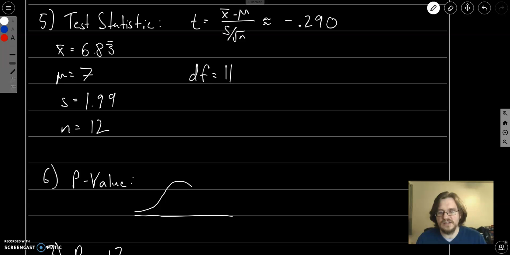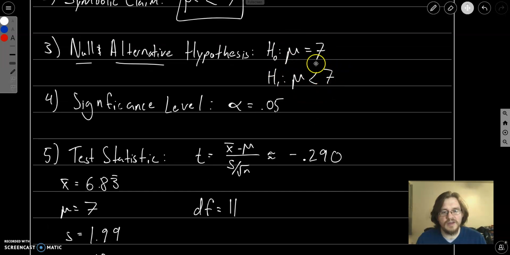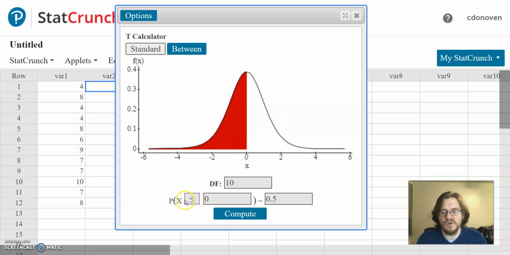The reason I'm doing this is to find the p-value, and let's draw a quick picture to help understand what's going on. So our t distribution looks roughly normal, and so it'll be centered around 0. So if we come down to negative 0.29, we are looking at a left tail distribution because our alternative hypothesis is mu is less than 7. So we are looking at the area to the left of negative 0.290.